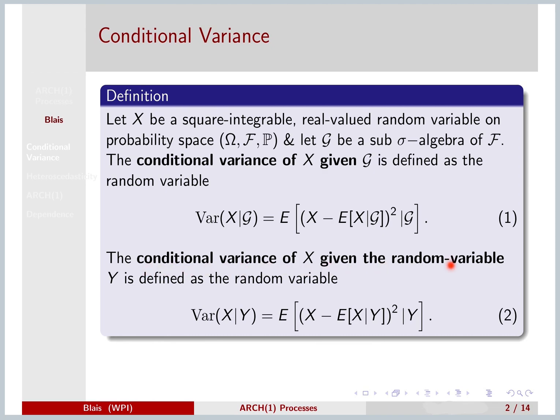Further, we extend that to the conditional variance of X given the random variable Y via equation 2, where this conditional expectation given a random variable is shorthand for the conditional expectation given the sigma algebra, or information set, generated by the random variable Y, which is the smallest sigma algebra containing all the information resolved by the variable Y.